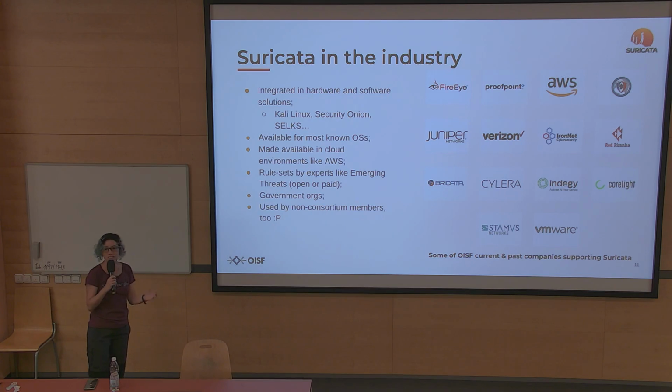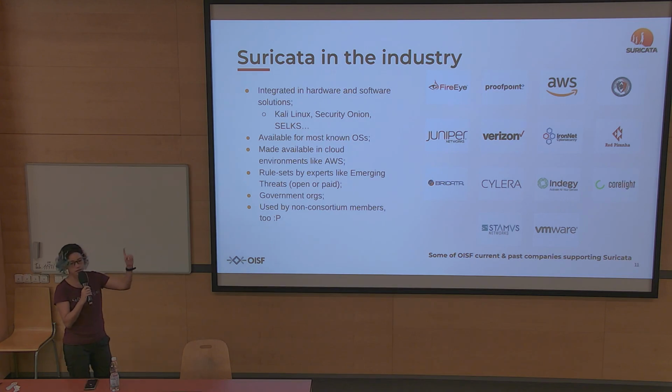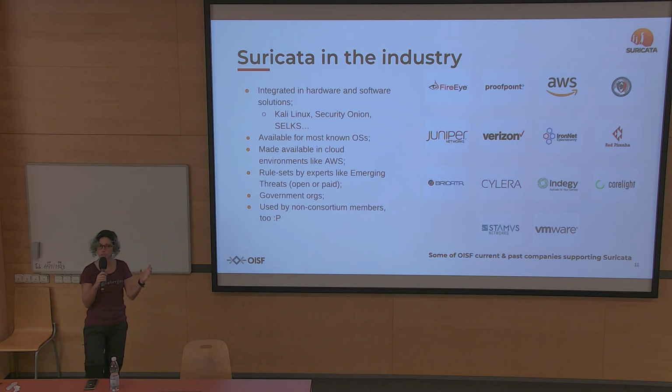Some are very specific, so not very well known by the public, but we have AWS. They are one of our consortium members, which means that they donate to OISF so we can keep Suricata working, keep developing Suricata, do work trips and present Suricata to a bigger audience. This also means that Suricata is on the cloud with AWS, so if you use it, you may find it. We're sort of like a firewall with them, so it's a bit different than how Suricata usually works, but it's there.